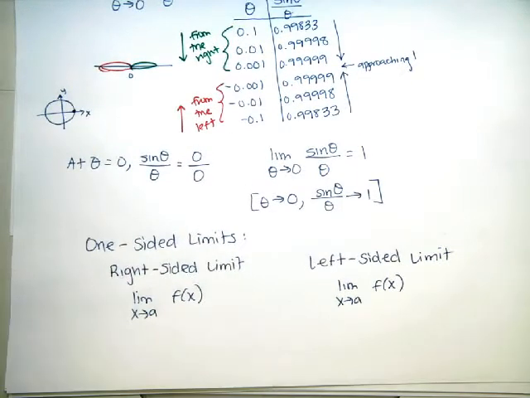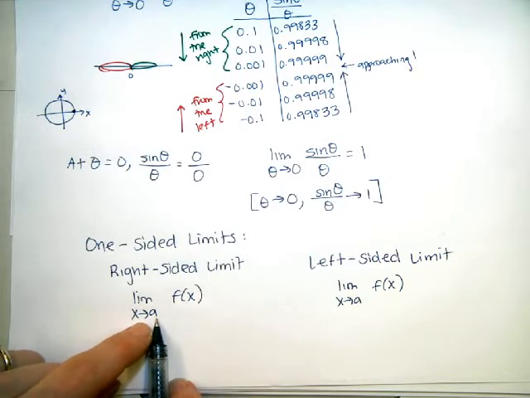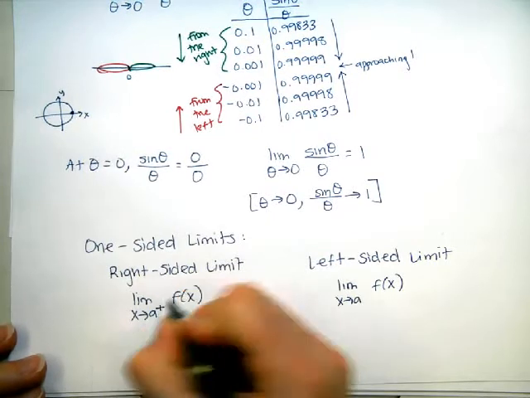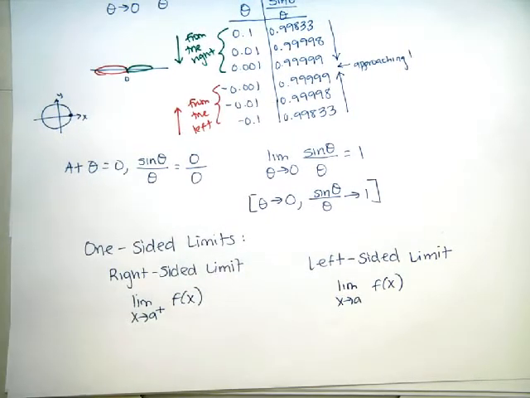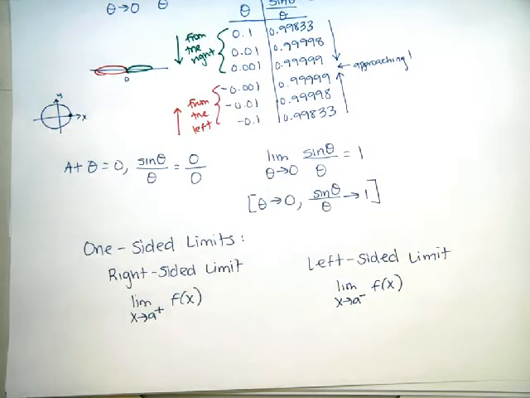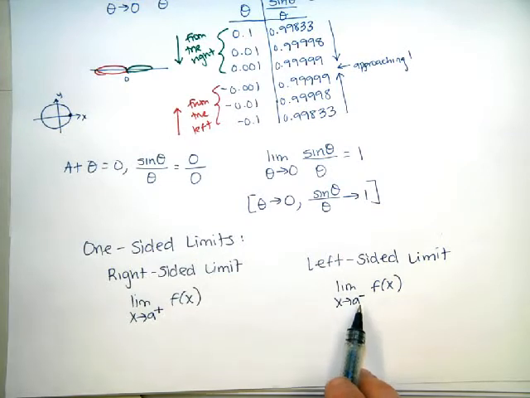So, the right-sided limit means we would want to be plugging in numbers that are just bigger than a. The way that we notate that is we put a superscript plus sign above the a, which indicates that we are plugging in numbers that are bigger than a. What do you guys think we use for the left side? A minus. So we're going to use a superscript minus sign to show that we want to approach a from the left side, that is, plugging in numbers that are smaller than a.